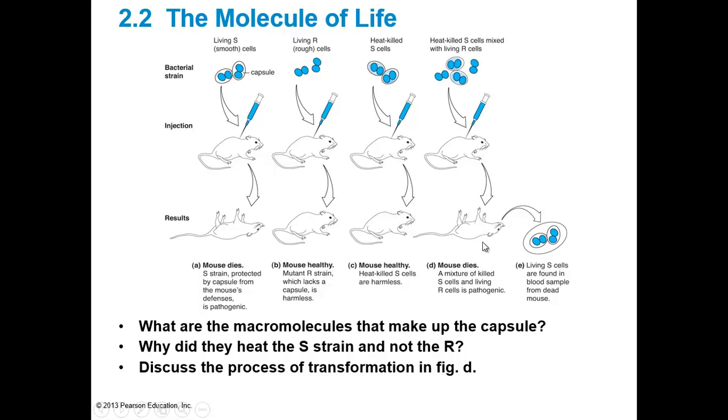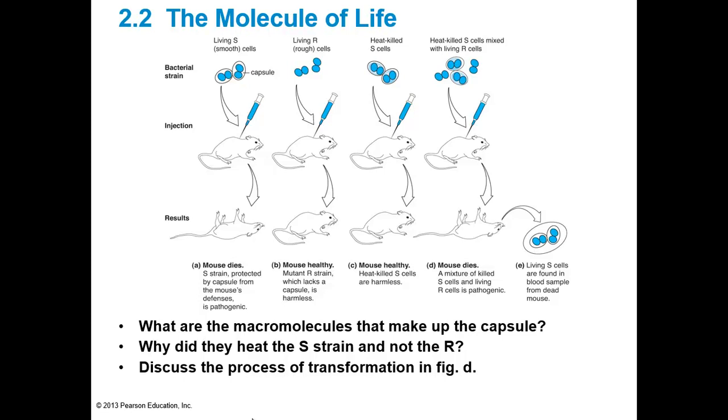And so there was something that was being conferred from the dead smooth cells to the live rough cells, because from the dead mouse he was able to obtain live S cells. So it's not like the S cells came back to life, but the rough cells were able to get some DNA that allowed the rough cells to produce capsules, so they became smooth cells, living smooth cells, and they killed the mice. Okay. What macromolecules made up the capsule? This is usually polysaccharides and proteins.